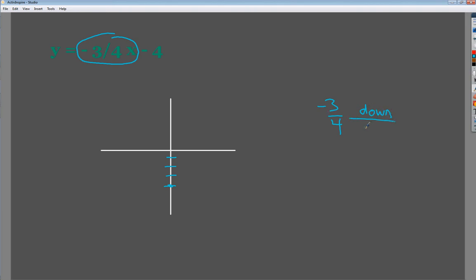3 if I'm going right 4. So from here, I'm going to go down 3, 1, 2, 3, and I'm going to go right 1, 2, 3, 4. So somewhere in this general area, and it'll look a little bit like this.